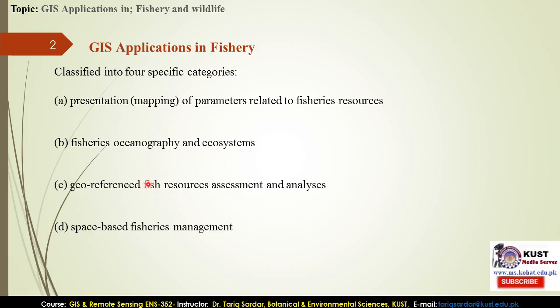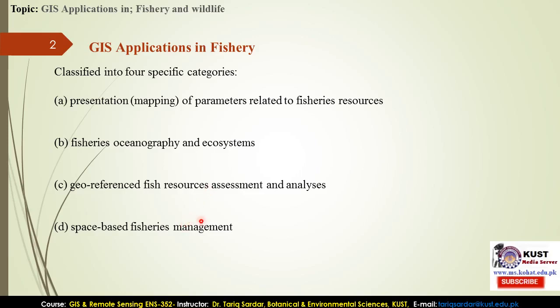In the next broad category, that is the GIS application trend in fisheries, that is about the georeferenced fish resources assessment and analysis. It is about the numerical or spatial analysis and assessment of fisheries resources and fish population abundance. So to analyze this on the basis of spatial analysis, it is the application of GIS in fisheries.